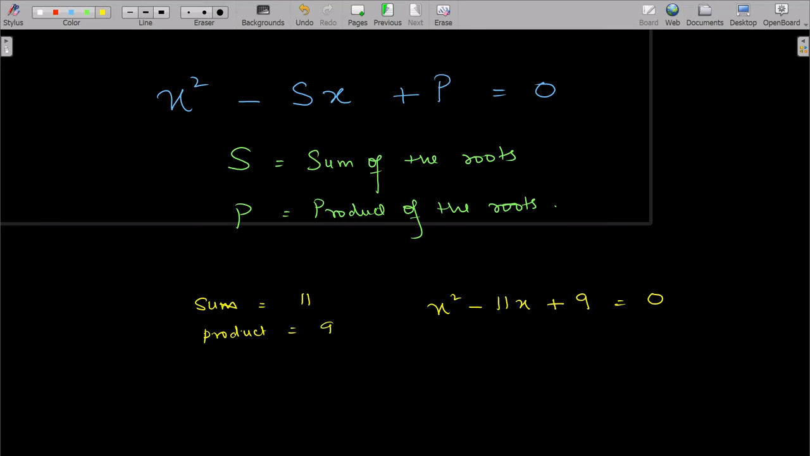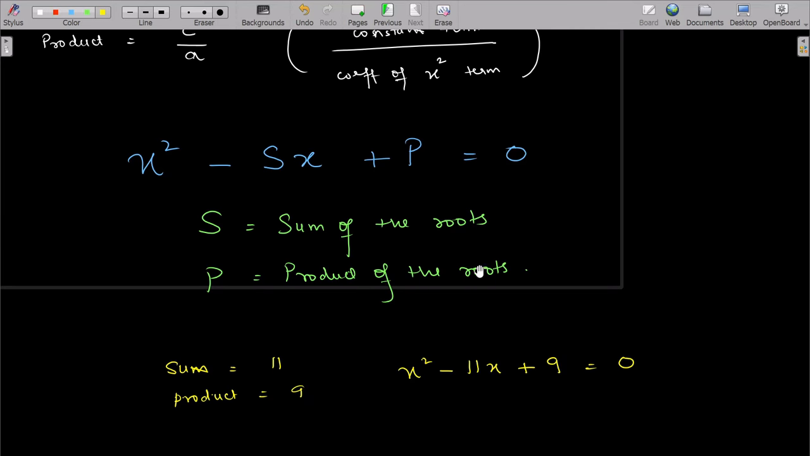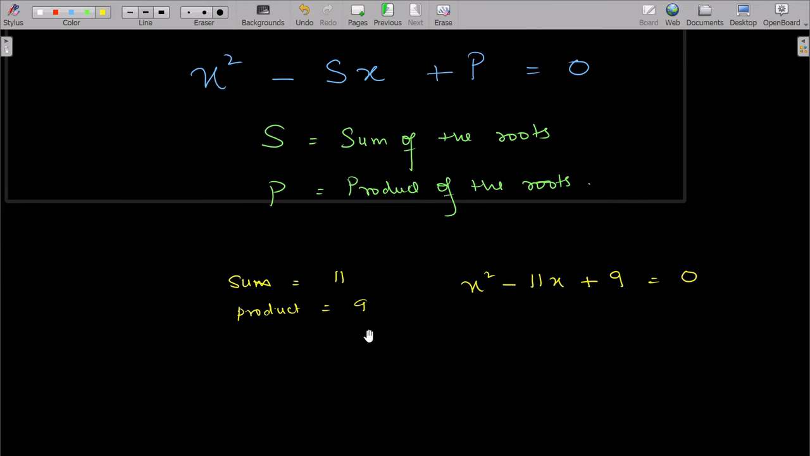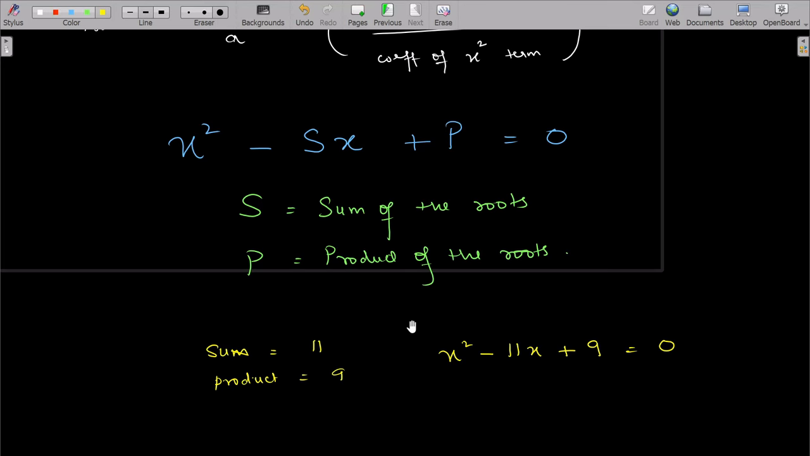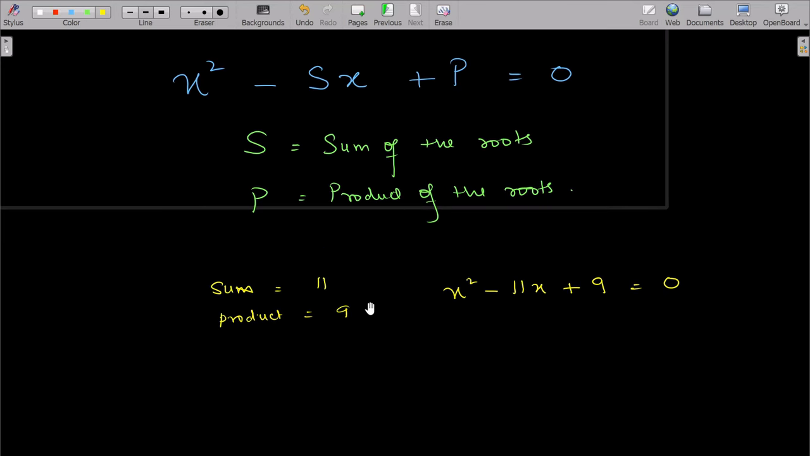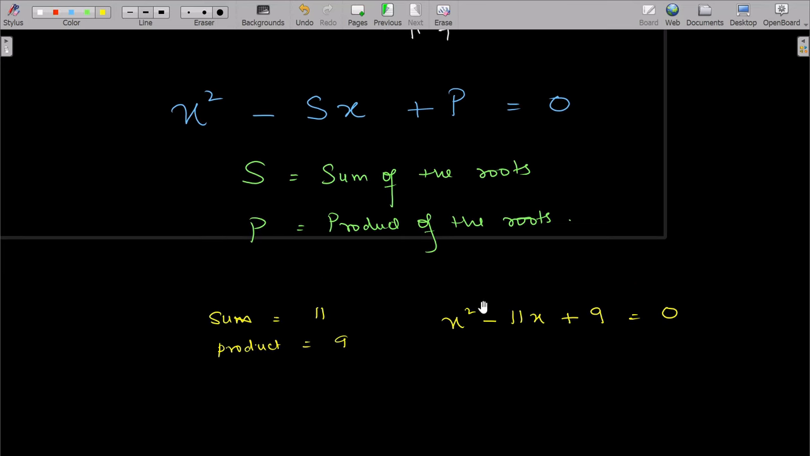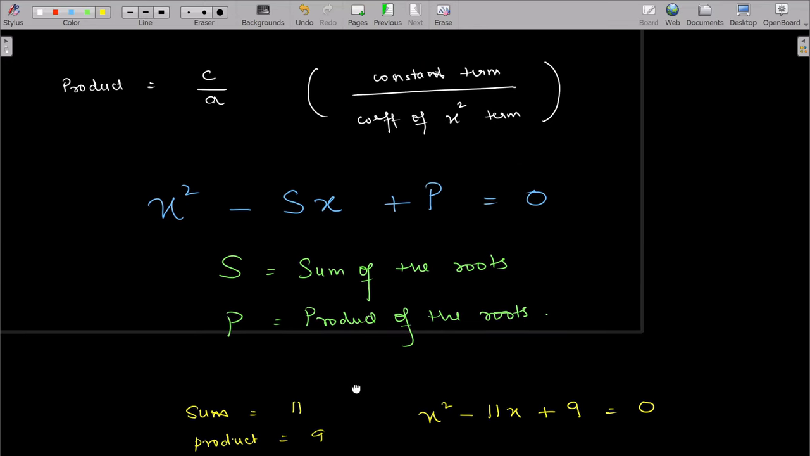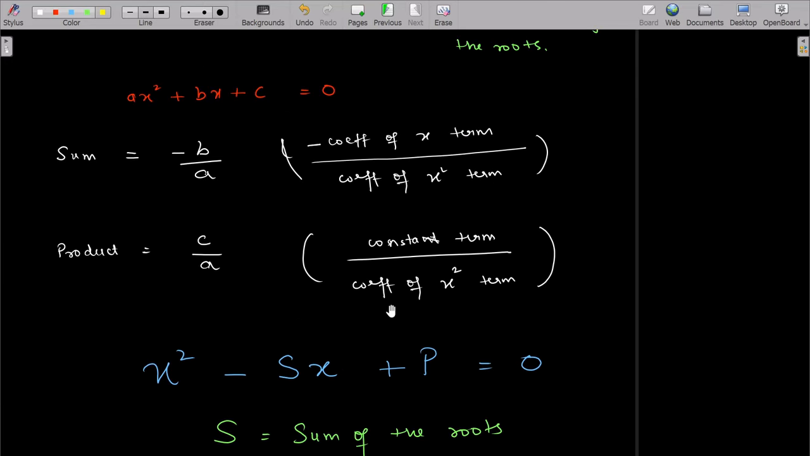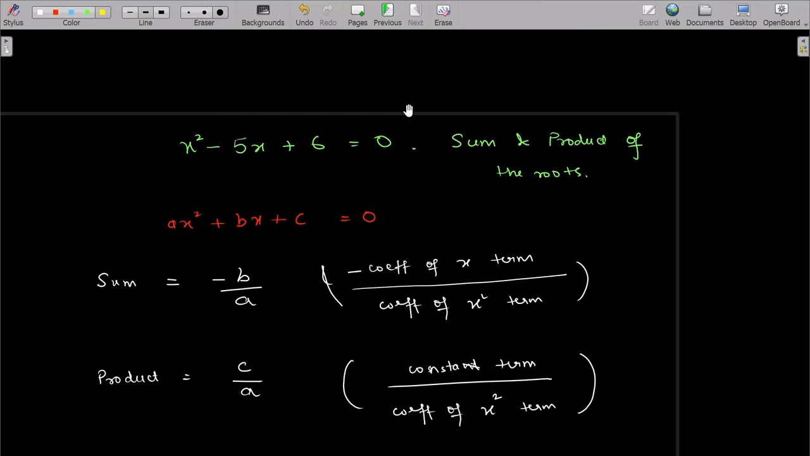Okay? Even this is another way the question can be asked. They'll give you the sum and product. Then if you know the sum and product, you can find out the roots, well, by using some combinations of numbers, but this is a direct way to write the quadratic equation from the sum and the product. Okay? Are we good?